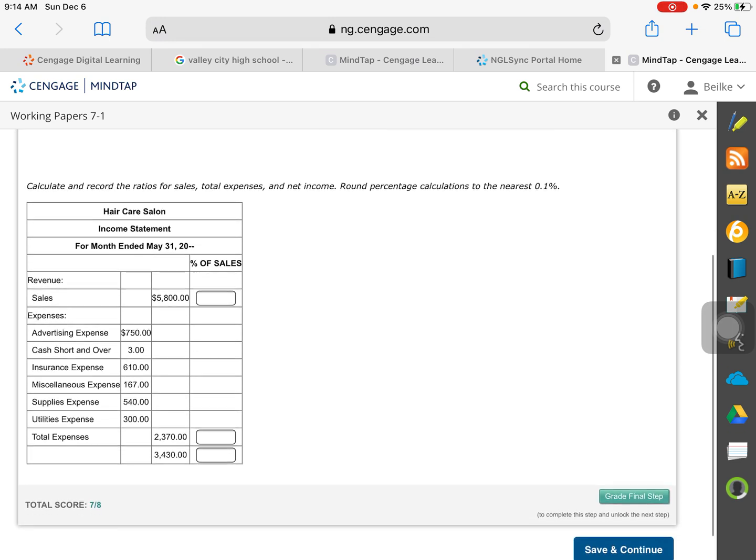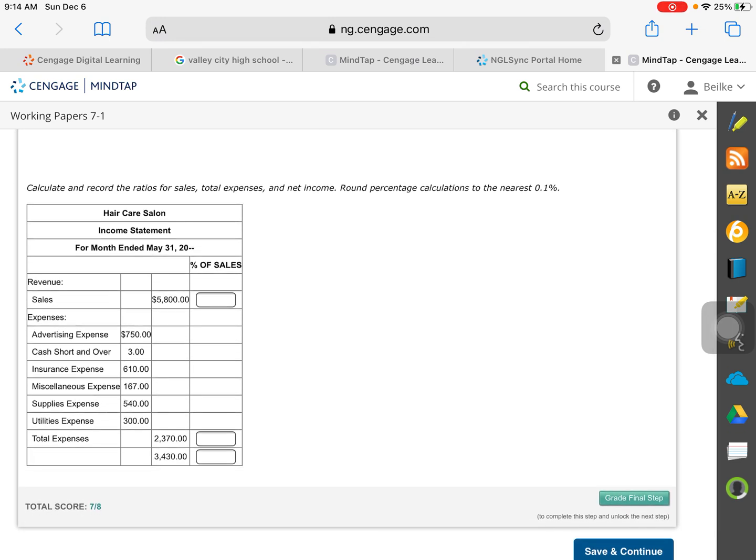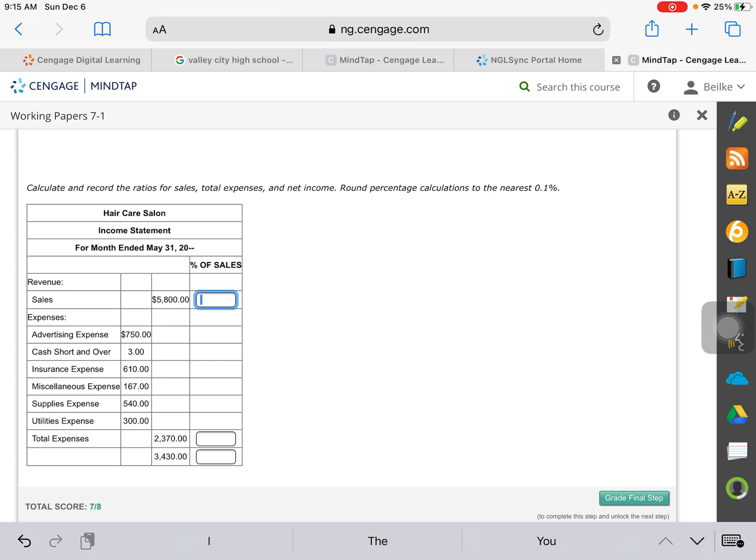Next, we're going to figure out our percentages. Again, when we figured them out, we are comparing it to the percentage of sales. And it says to calculate and record the ratios for sales, total expenses, and net income. Round the percentage calculations to the nearest tenth. So what we're comparing to is sales. So sales would be 100%. To figure out our total expenses, we take $2,370 divided by $5,800.